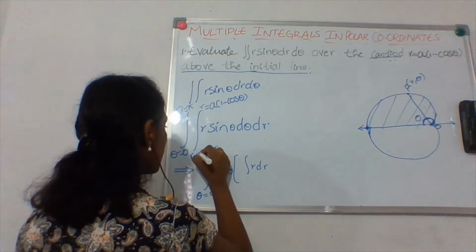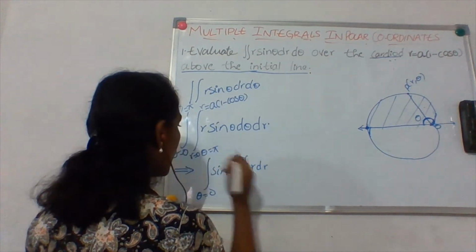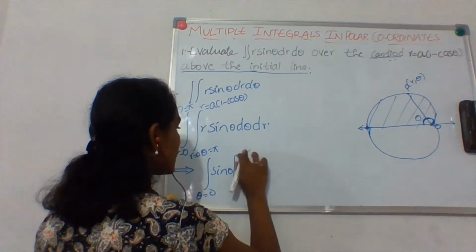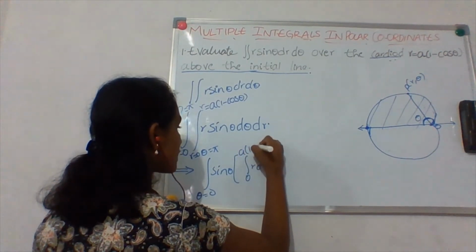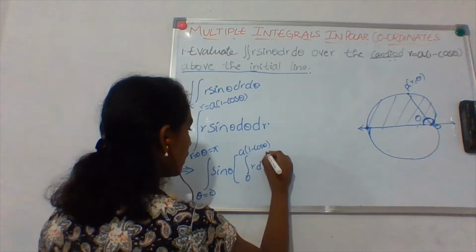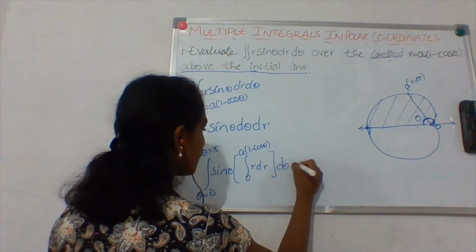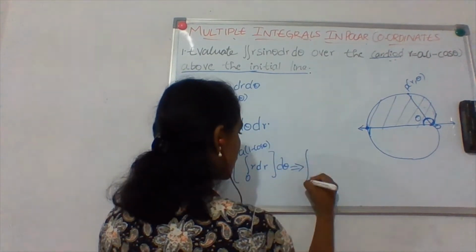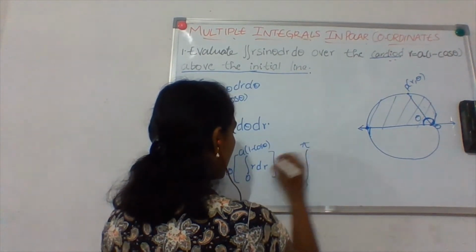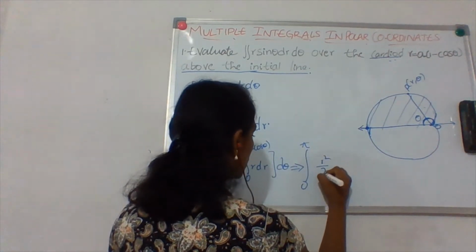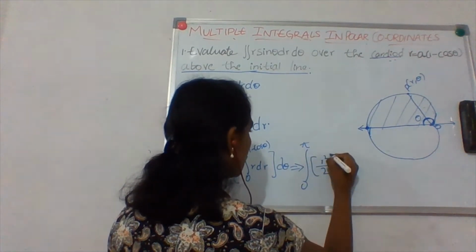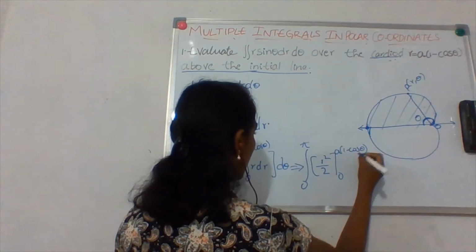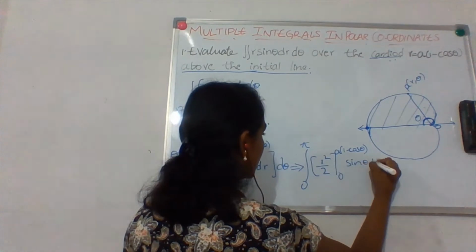This is 0, right? Yes, 0 to r, where r is equal to a into 1 minus cos theta, d theta. Okay? Yes. So now if you integrate this, you will get the integral from 0 to pi of r square by 2, from 0 to a into 1 minus cos theta, into sin theta d theta.